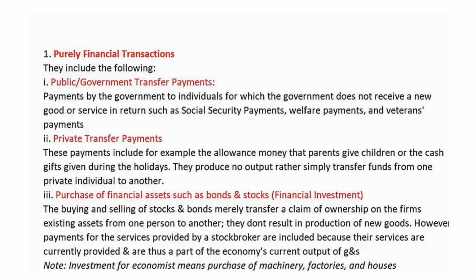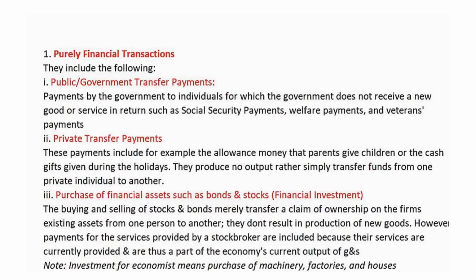Purely financial transactions also include private transfer payments, which are, for instance, the allowance money that parents give children or the cash gifts given during holidays. Again, there is no production of output. Rather, there is simply a transfer of funds, in this case from one private individual to another.